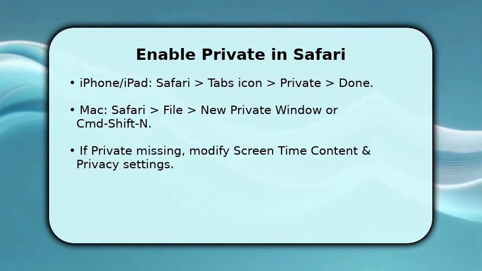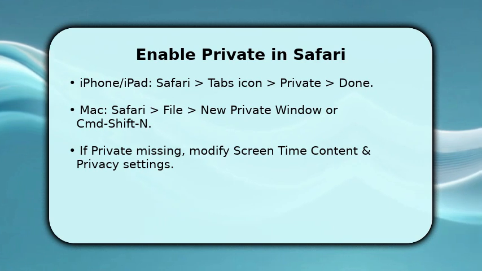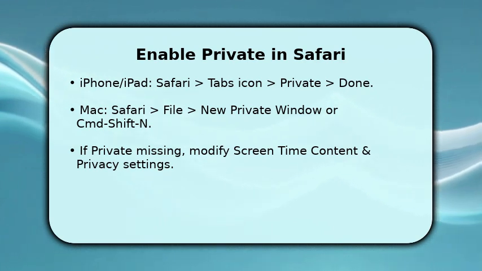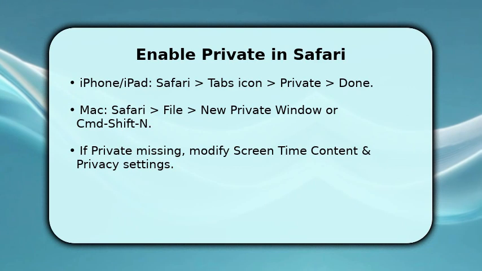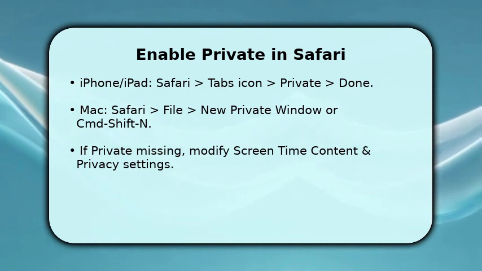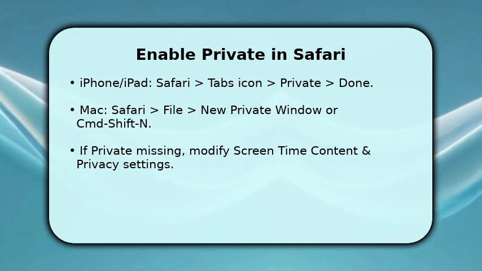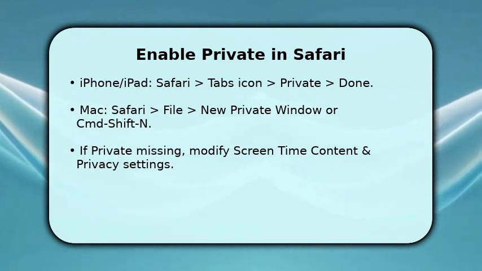If the private option doesn't appear, return to Screen Time and under Content and Privacy Restrictions, set web content to unrestricted or remove the restriction. Make that change. Then repeat the Safari steps to confirm private works.